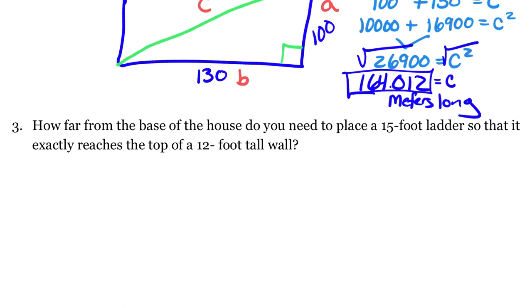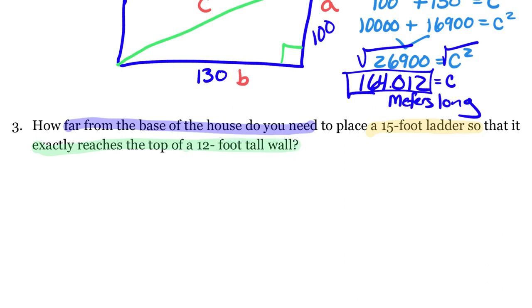How far from the base of the house do you need to place a 15-foot ladder so that it exactly reaches the top of a 12-foot tall wall? Okay, again, let's highlight and look for what information we have. So we have a 15-foot ladder, okay, and we need to know how far from the base of the house we need to put it so that it exactly reaches the top of a 12-foot tall wall.